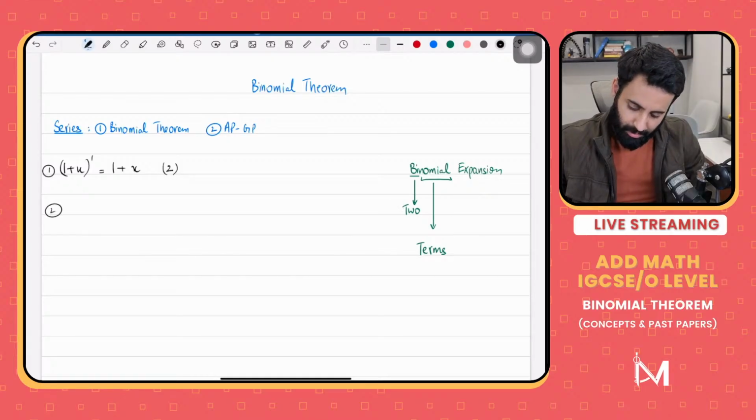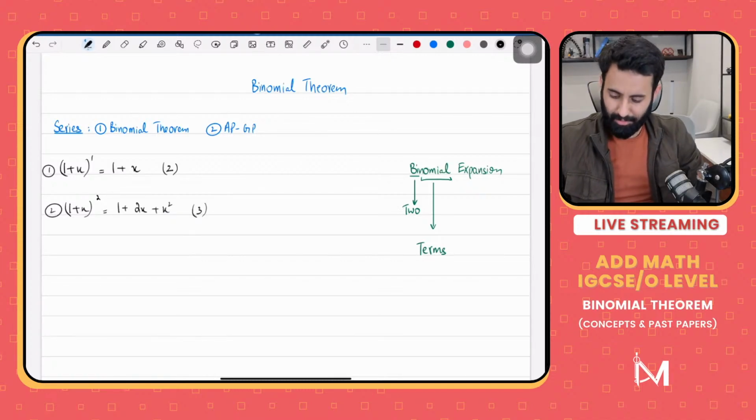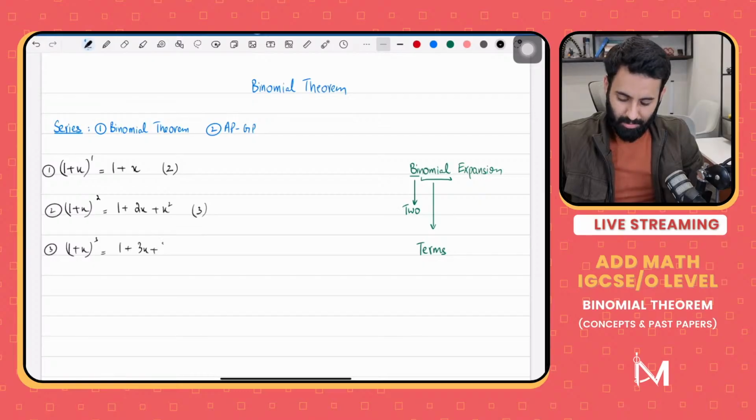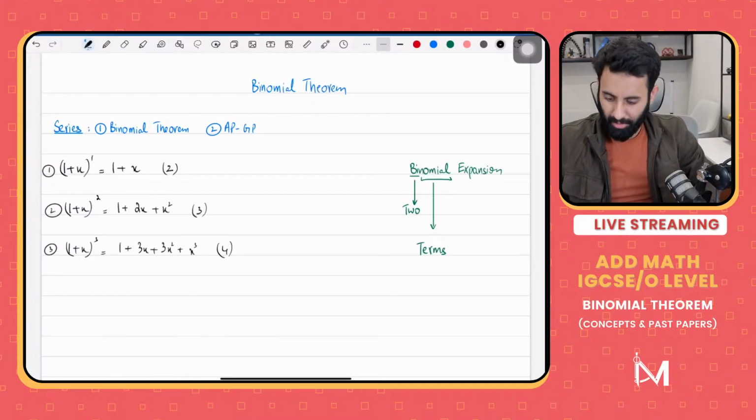Now let's say you have 1 plus x the whole thing square. So the expansion of this will be 1 plus 2x plus x square, and notice the number of terms that we have. That's 3 terms. If let's say you have 1 plus x the whole thing cubed. Now if you expand this, it's going to be 1 plus 3x plus 3x square plus x cube. Notice that the number of terms that we have over here is 4.